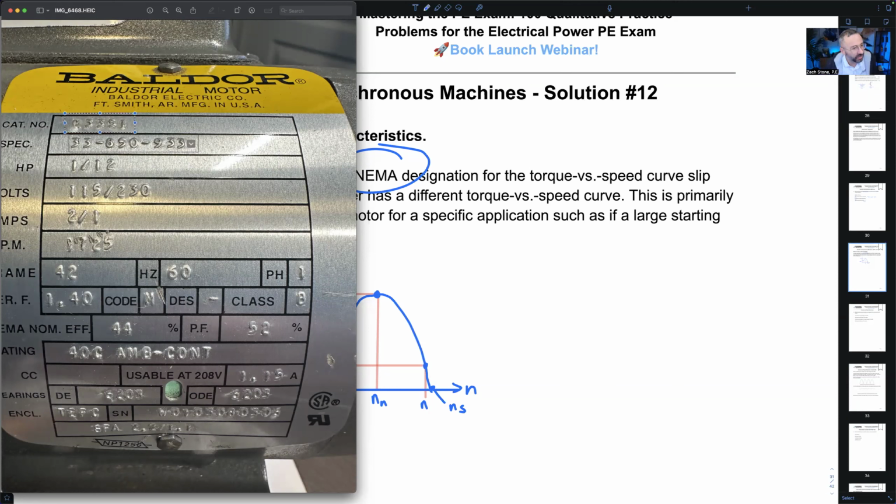The spec number, I'm not too sure about that. Maybe that's like a serial. Yeah, look how tiny this is. Just half, not half, 1/12 of a horsepower. It's cut off here, but that's volts. This is a dual voltage rated motor.